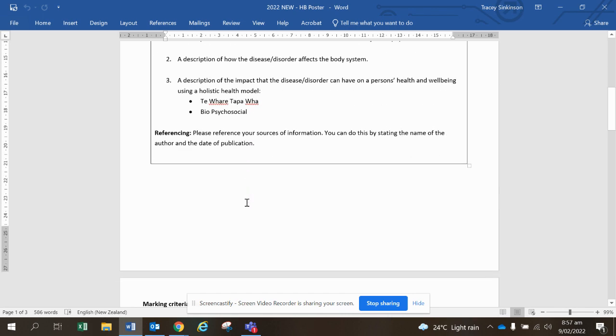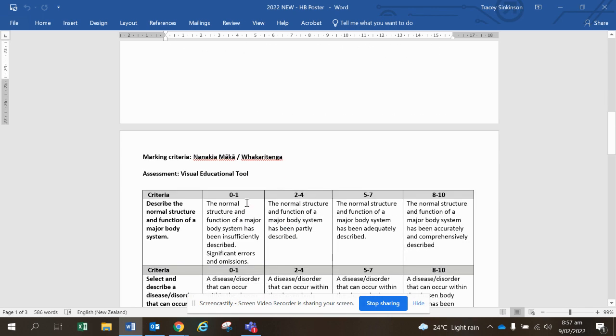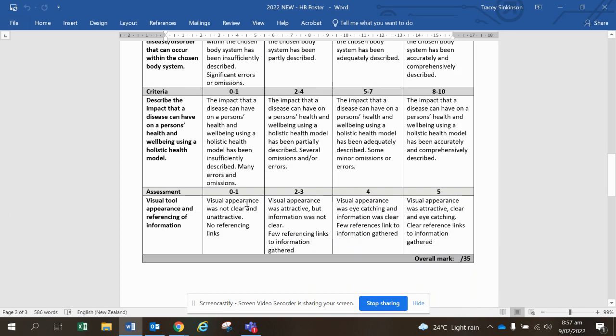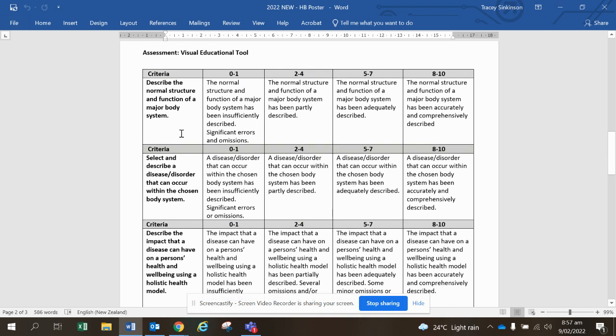Now you'll get used to our assignments, and they're all formatted the same. This is your marking schedule you'll get back, okay? So as you can see here, this is where I want you to be. What's the normal structure and function of the major body system? That will be the integumentary system, and you need to describe it accurately and comprehensively to get the top mark. Now that person has got this disease or disorder, so what's going wrong? What's not working? How is it affecting the normal structure and function?